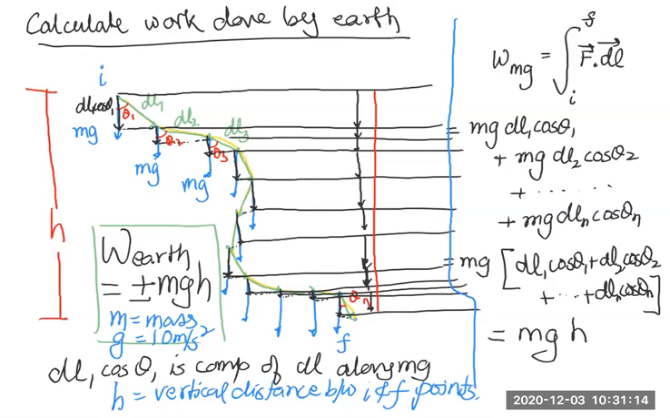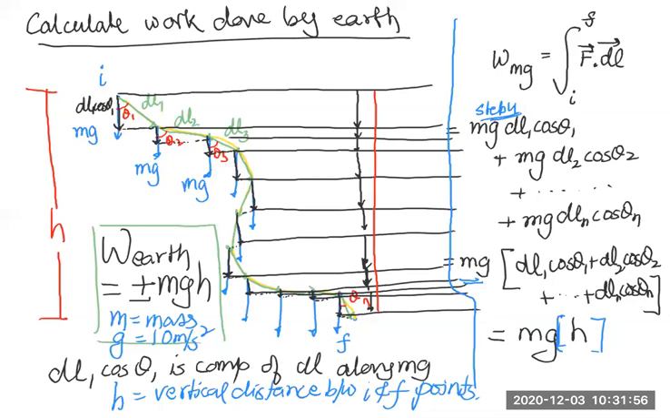This is the work done by Earth, and we have calculated the line integral. This is step 4 of the line integral that we have calculated. After that, we took mg common, and the quantity that came in the bracket is h. So h is the vertical distance between points 1 and 2.